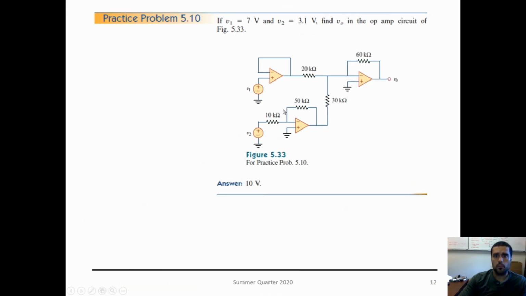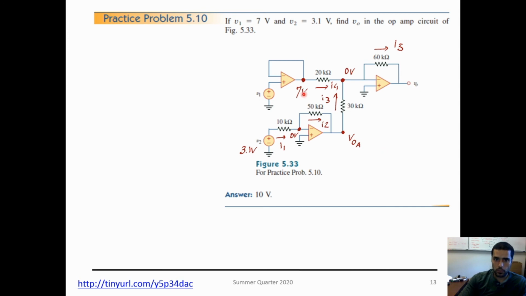All right, next problem. We have this configuration. Let's place what we know in a circuit, and what we know is the following. The first one on the top here is a voltage follower, 7 volts, V1 shows up on the negative, shows up over there. I have 3.1 volts on my V2, and I know that I have 0 volts over there because my VP is connected to ground. And I also know that that point is 0 because my VP is connected to ground, which is going to be equal to my VN. I assign current directions, again, assign whatever direction you want.